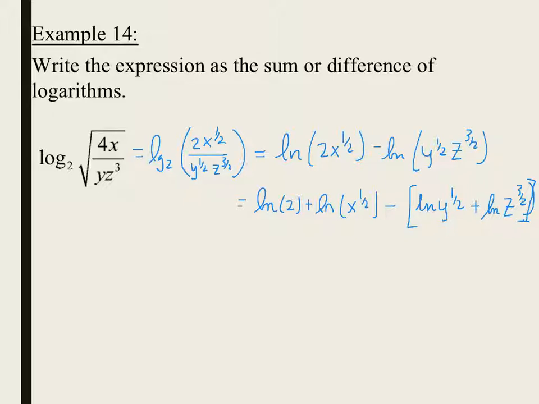So now I can apply the power rule. So I'm going to leave this as natural log 2 plus 1/2 natural log x minus 1/2 log y. Now I've got to apply the negative through. I'm distributing the negative, but I'm also going to use the power rule here. So I have 3/2 log z. There we go. There's the final expansion of this particular logarithm.